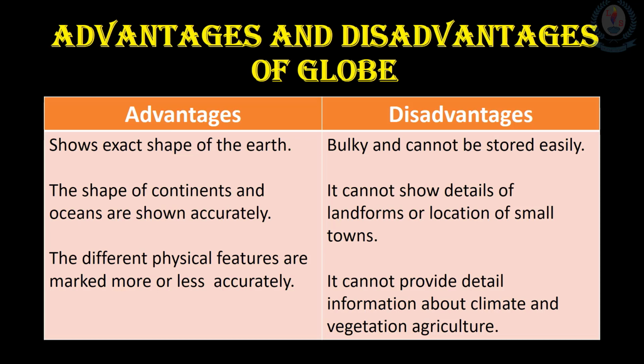Let's talk about disadvantages. It is bulky and cannot be stored easily. It cannot show the details of landforms and the location of small towns. It cannot provide detailed information about climate, vegetation, and agriculture. Although larger globes show some details, they are difficult to carry and handle.